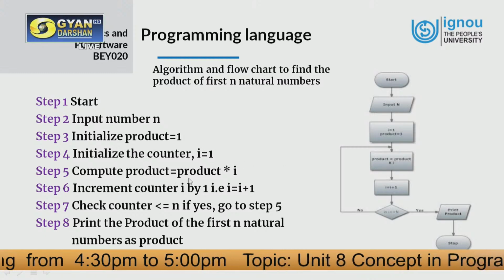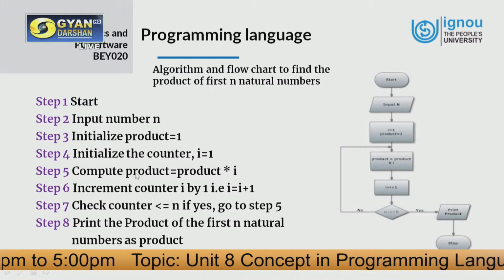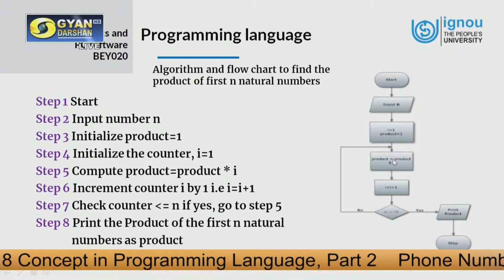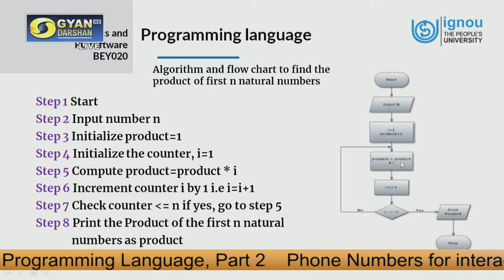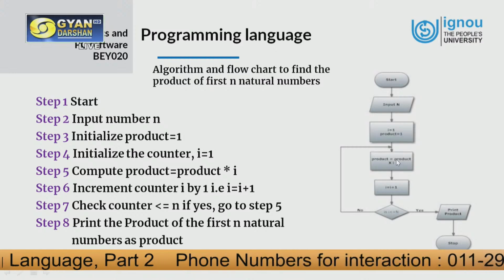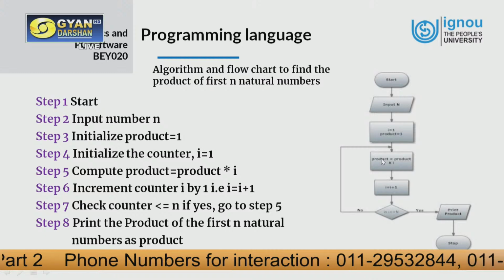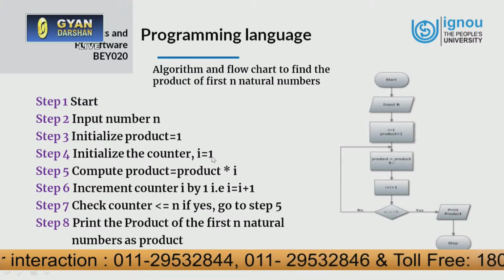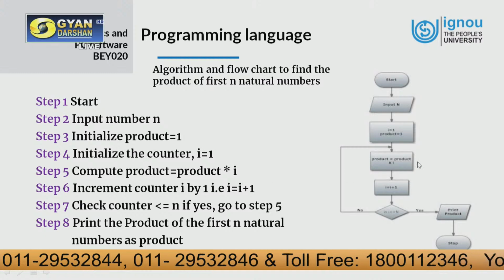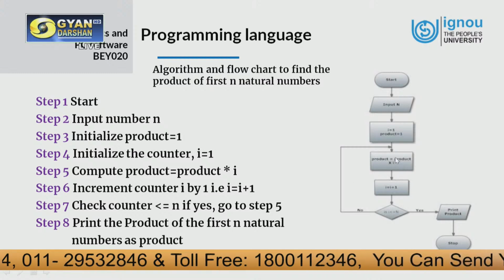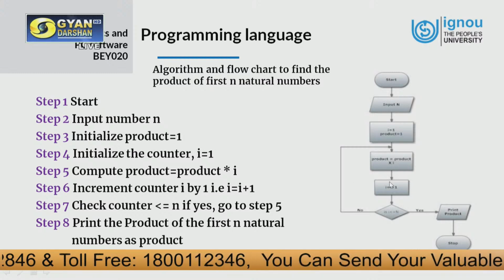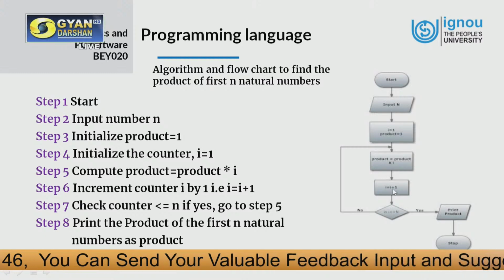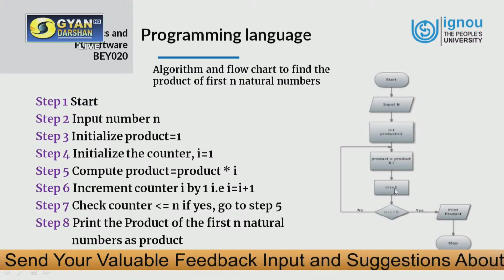Increment counter. So compute product equals product into I. Here you are just computing the value of product equals product into I. Initially product was 1. So the value of I, we are starting from 1, and the value of I will be checked till n. So 1 into 1 will become 1. Then at the next step you increment I.